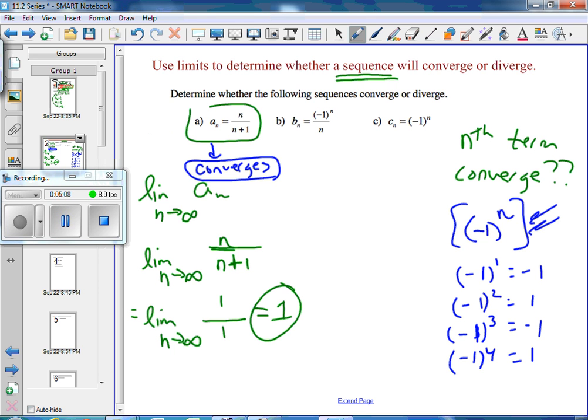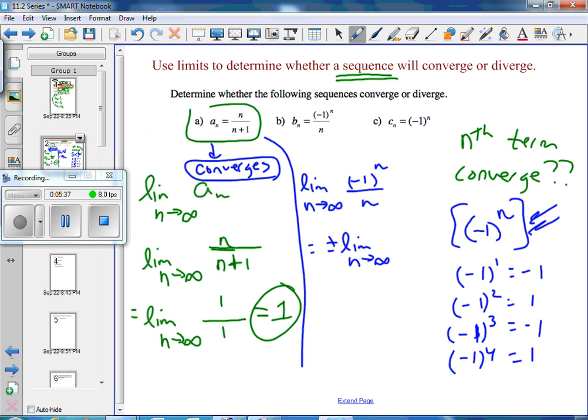But we still can talk about its convergence. So, if we think about this, the limit as n approaches infinity of -1 to the n over n, well, the numerator is just plus or minus 1. So we could write this as plus or minus the limit as n approaches infinity of 1 over n. And once we get there, we recognize, oh, well, this is just plus or minus 0, which is 0. So the sequence b sub n converges.